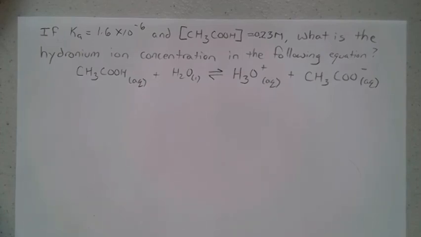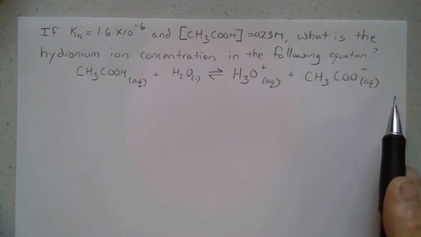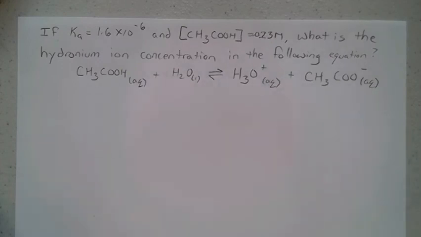Right. So we have a sample problem here for a Ka problem. In this case, the question reads, if Ka is equal to 1.6 times 10 to the negative 6, and the concentration of the acetic acid is 0.23 molar, what is the hydronium ion concentration in the following equation? And here we have the balanced chemical equation. Remember, for acids, it's always going to be a 1 to 1 to 1 to 1 ratio.